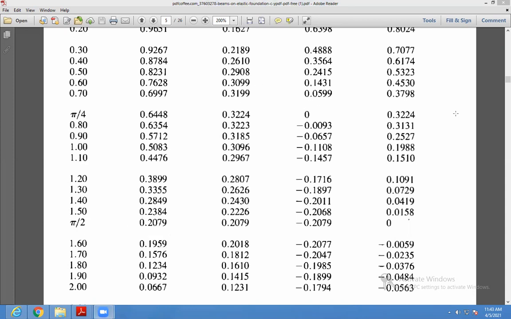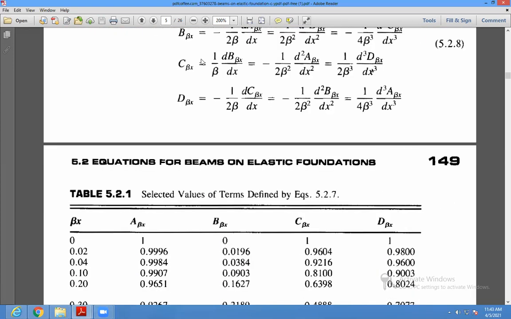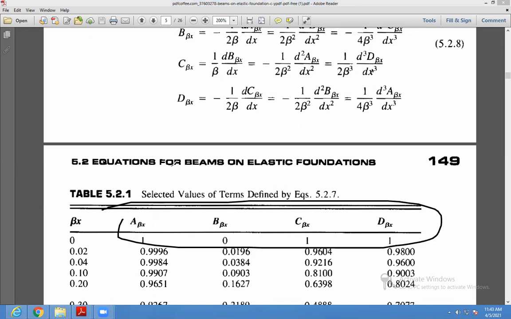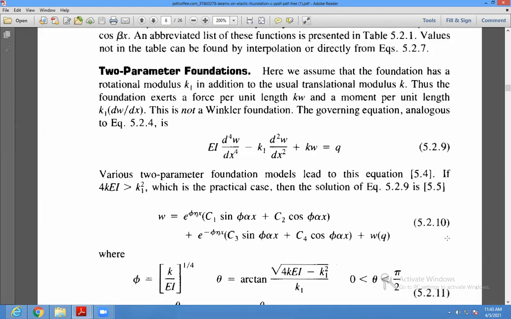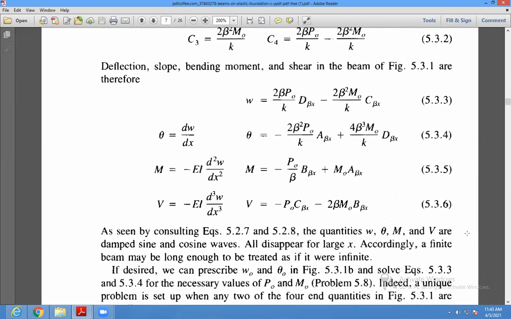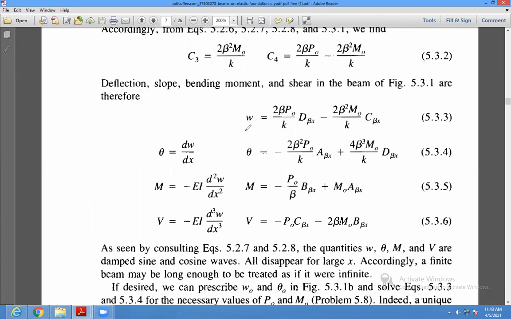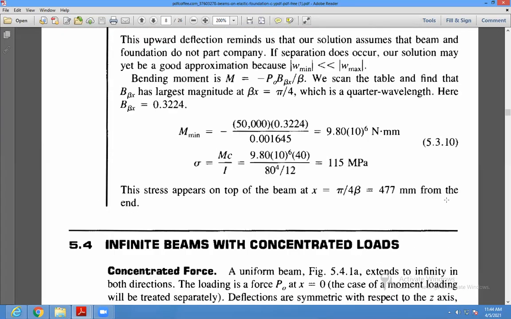Depending upon the value of beta x, we have A beta x, B beta x, C beta x, D beta x, which are the values in the equations of your semi-infinite case for deflection, slope, moment, and shear. In that case, you can check D beta x, C beta x, A beta x, B beta x, and so on. For these values, we have to consider the value of beta x.